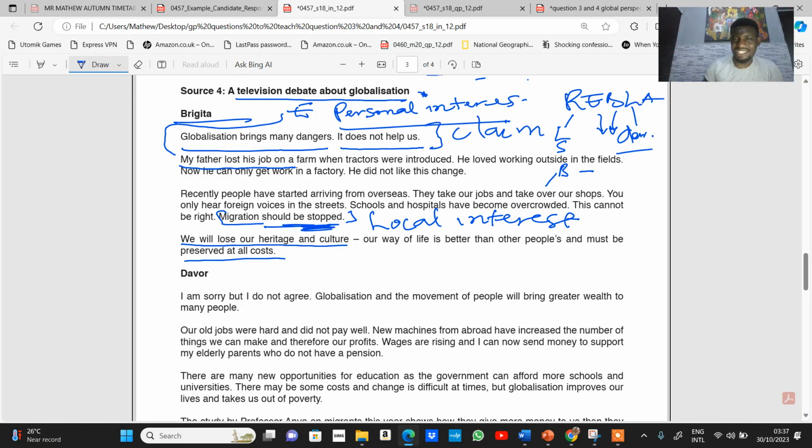It's too exaggerated, like it does not help. That's an exaggerated statement. Globalization brings many danger. So those are the use of language, but her tone is quite clear and it's straightforward. You can understand it. Then the acceptability. How will a lot of people accept this? She does not look at global perspective. She does not look at national perspective. So you should know that the acceptability rate will decrease.